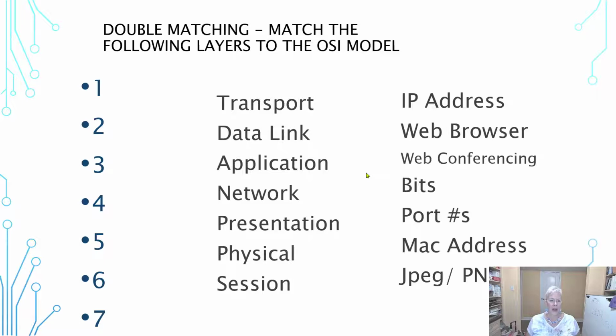We want to match the following layers to the OSI model. With the OSI model, you may see it listed from 1 to 7, or you might see it listed from 7 to 1. Once you've been practicing for a while, you'll be able to go both directions. And remember, each layer is responsible for a different function that happens across our network. Let's start with layer 1. Which layer is that? Is it the transport layer, the data link, the application, the network, the presentation, the physical, or the session layer?